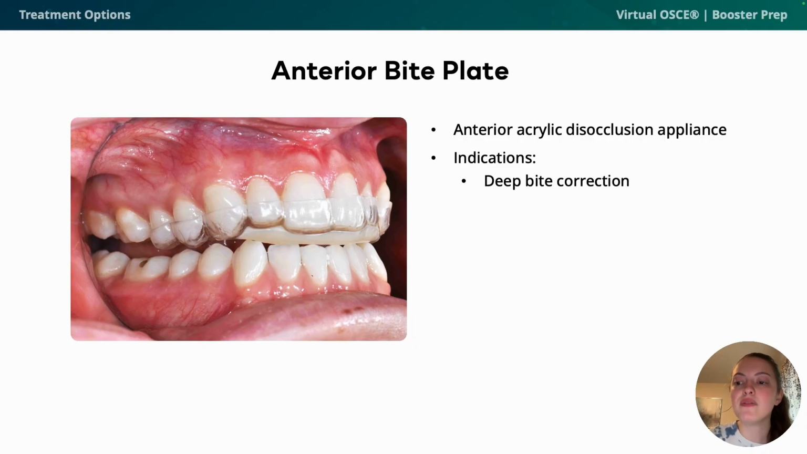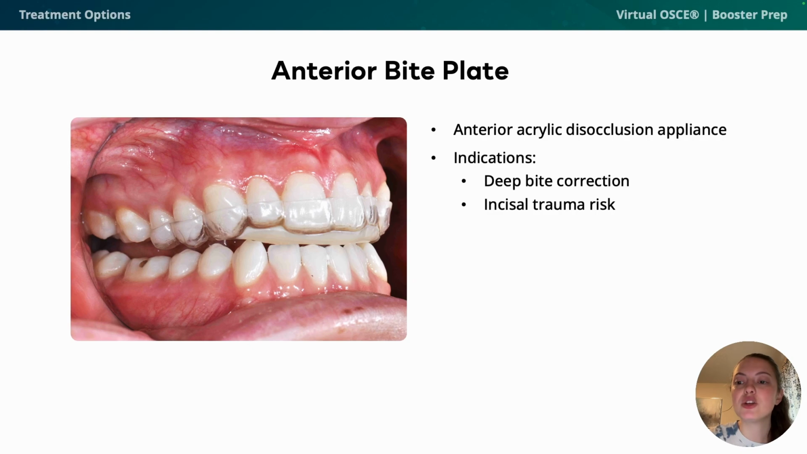This will also help if someone's bite is so deep that there is incisal trauma risk. Some people have such a deep bite that the lower incisors are actually biting into or traumatizing the palate. This can be utilized later in treatment as well if we need to prevent a deep bite patient from biting off their braces.